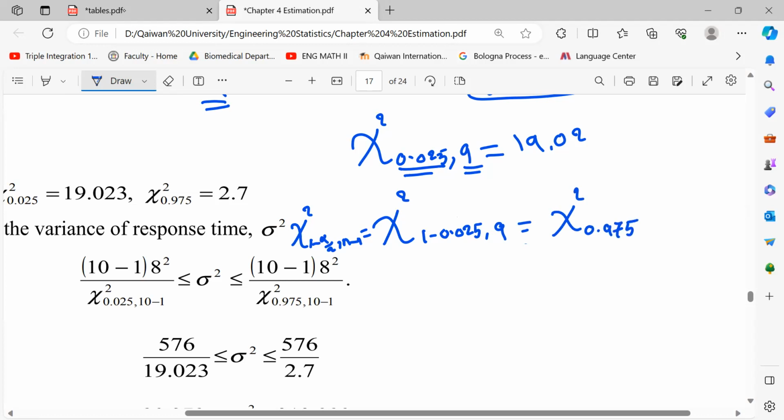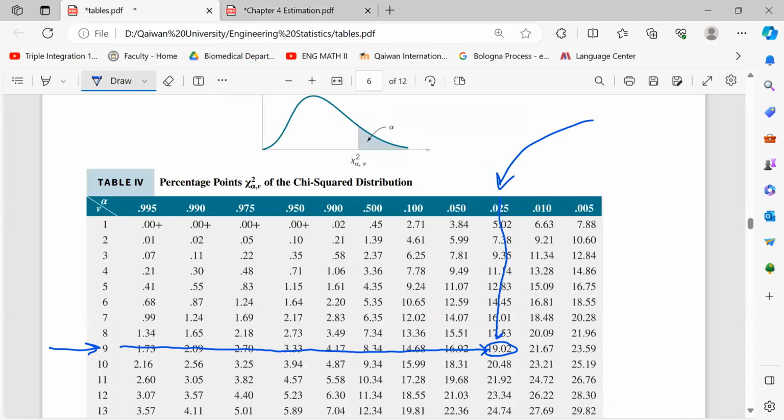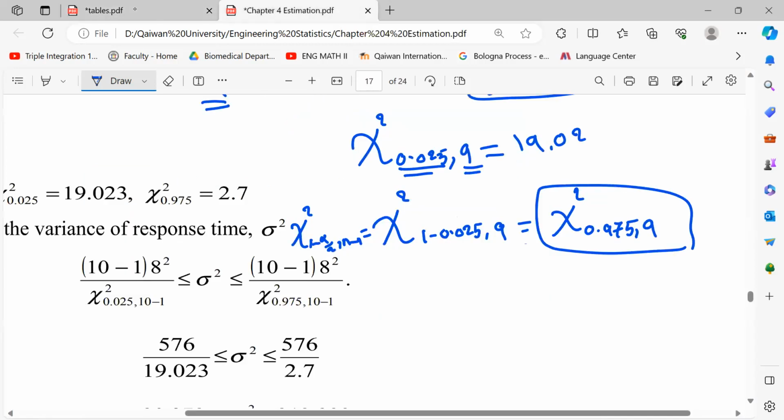This equals chi-squared of 0.975 and 9. Look for this one in the table. Let's return to the table. 0.975 and 9 is 2.7. Okay, the other one is 19.02, but here it is 2.7.